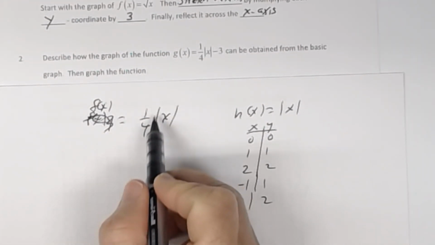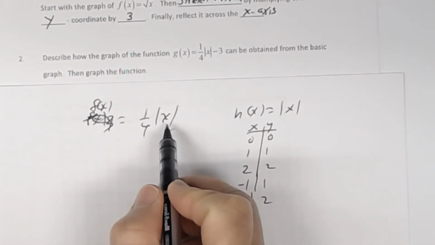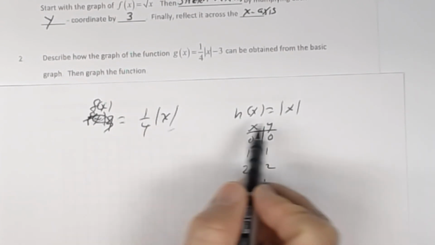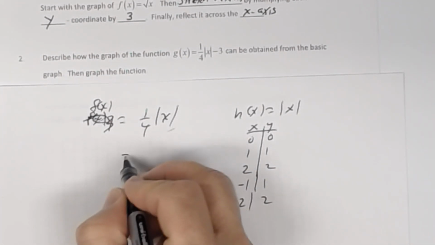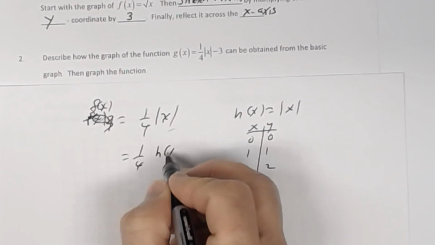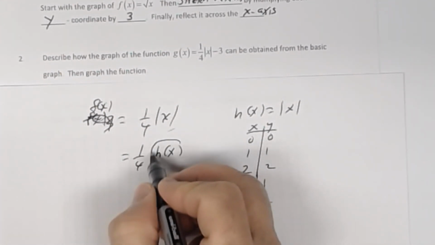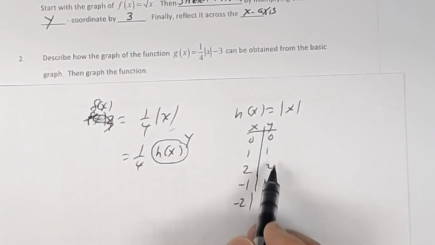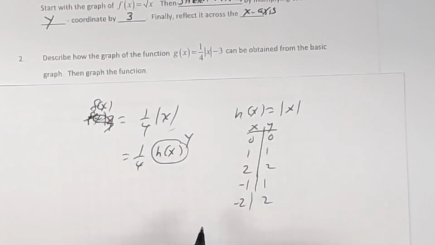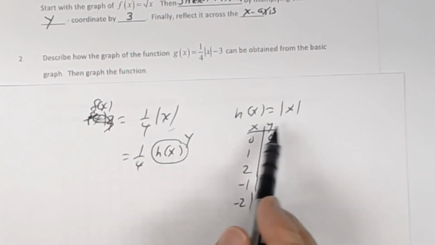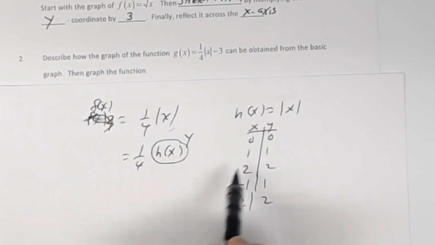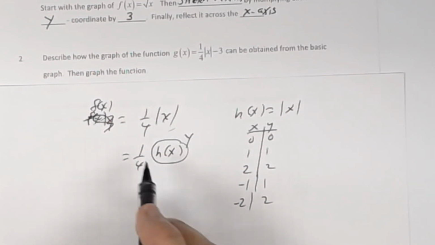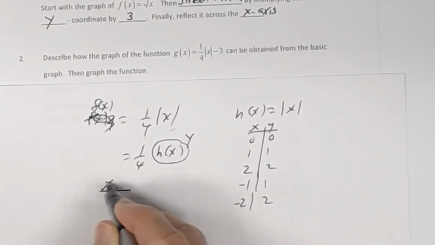I take my parent function, which is h of x here, and I multiply it by 1/4. So remember, this means the same thing as y, right? So that means I take each of these y values and I multiply by 1/4. That's what that says. So I take all the y values of my parent function and I multiply by 1/4. When I do that, I want you to notice what happens.